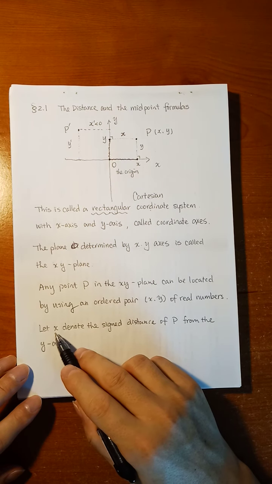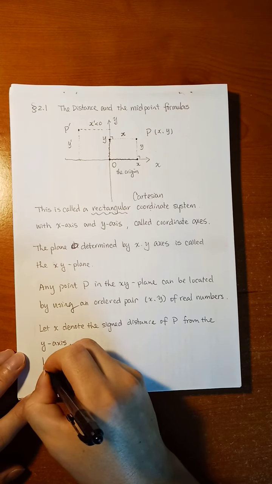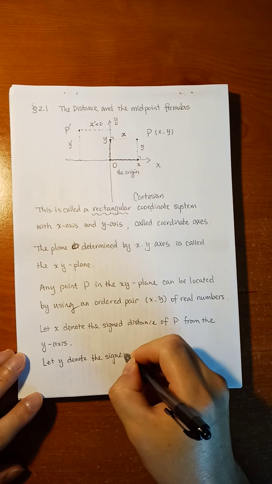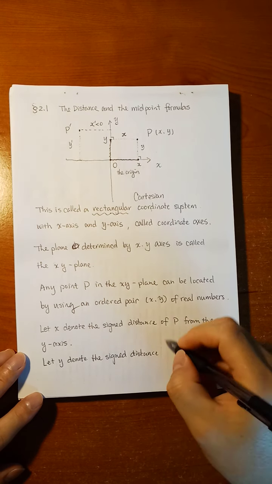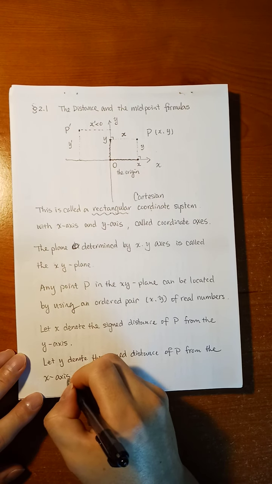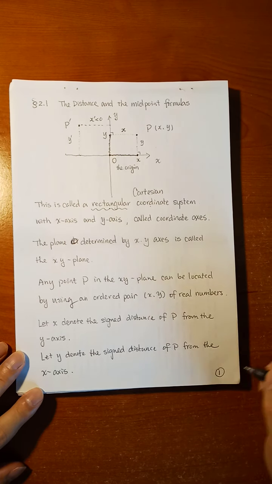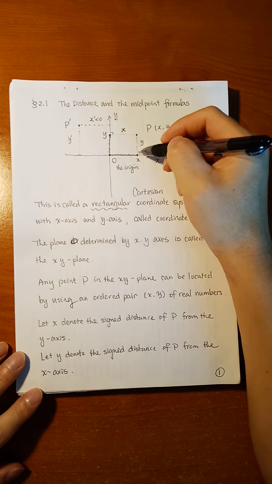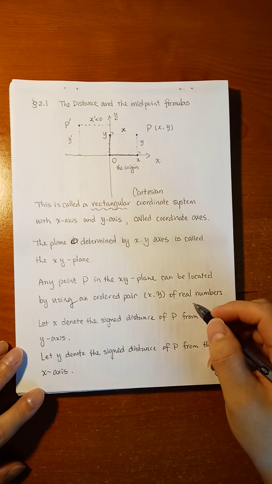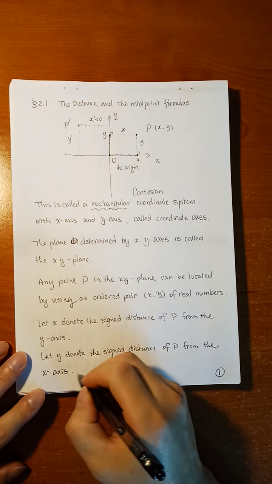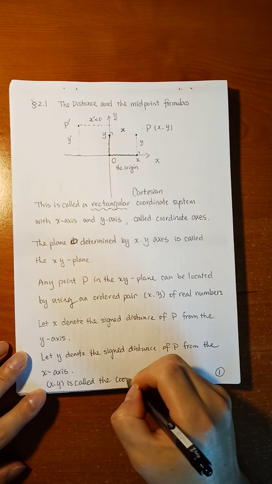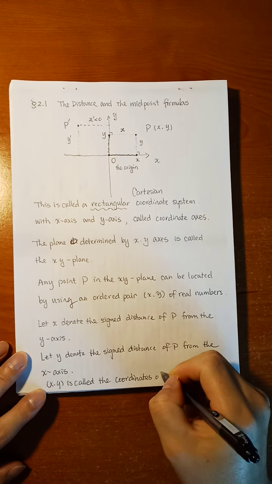And when you know how to find the x and you find the y, let y denote the signed distance of P from the x-axis. So this is y. And here is also y. It's the same thing. And this pair, x, y, is called the coordinates of P.